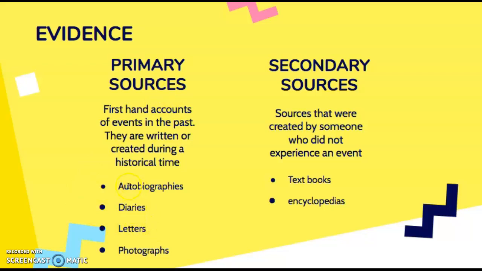diaries, letters, autobiographies, which are books created by somebody telling the story of their own life. Also, photographs can give us a snapshot of a specific historical moment. And then we have secondary sources that were created by somebody else and their interpretations of history. And this includes textbooks as well as encyclopedias.